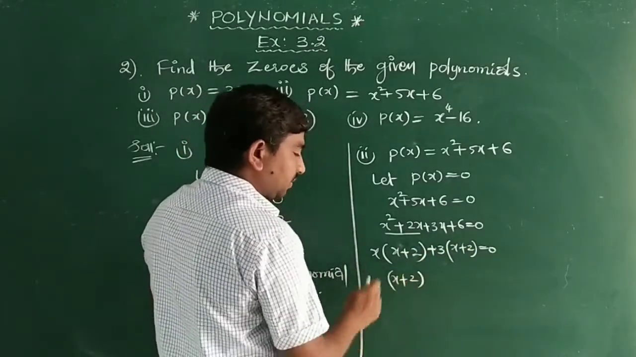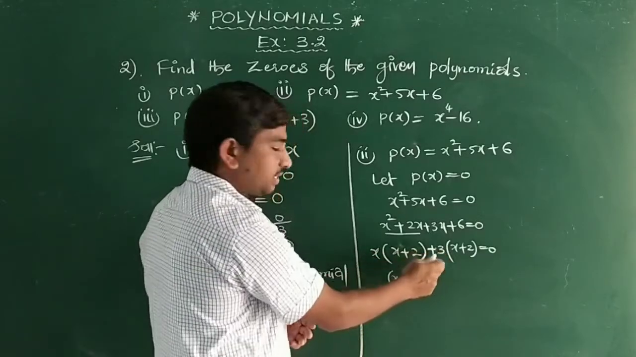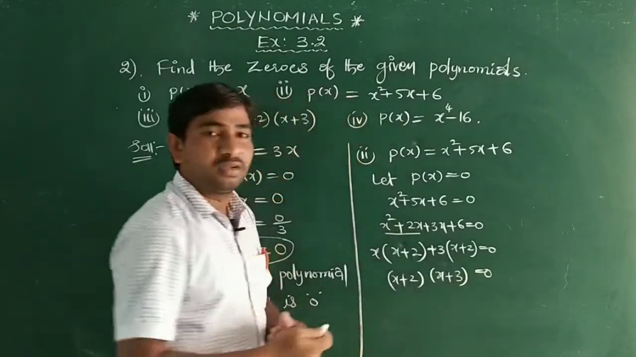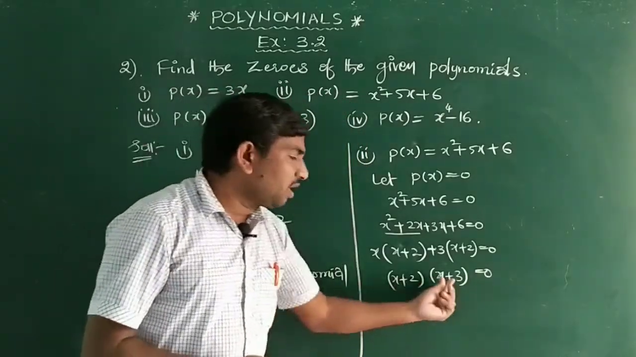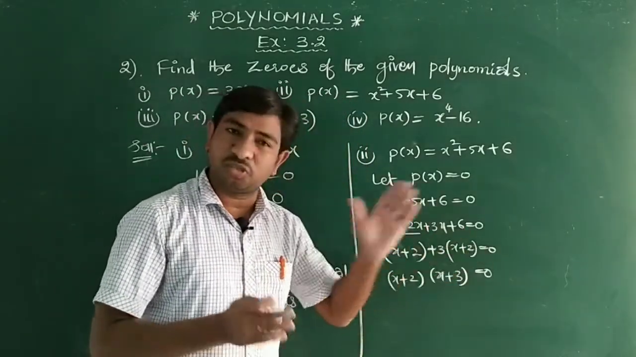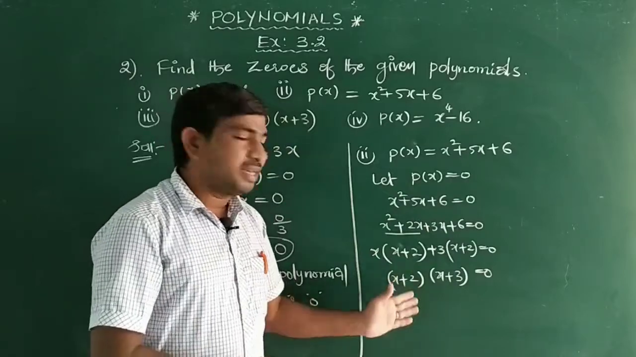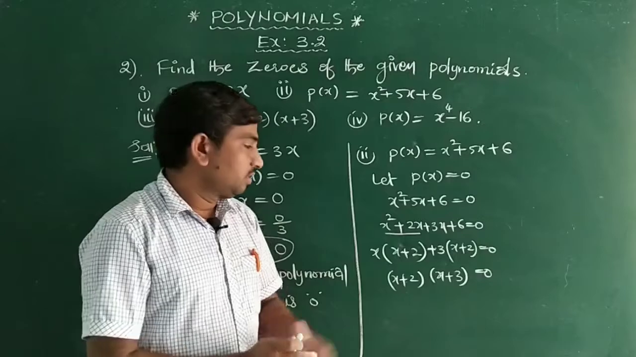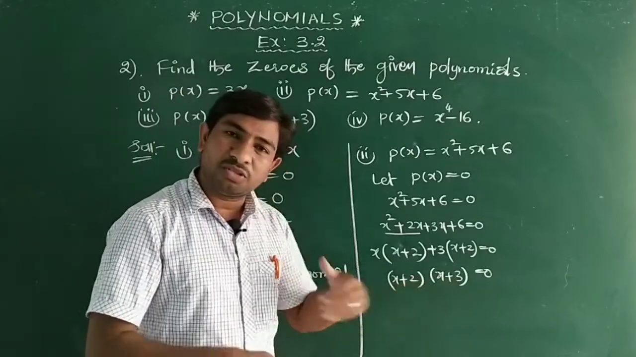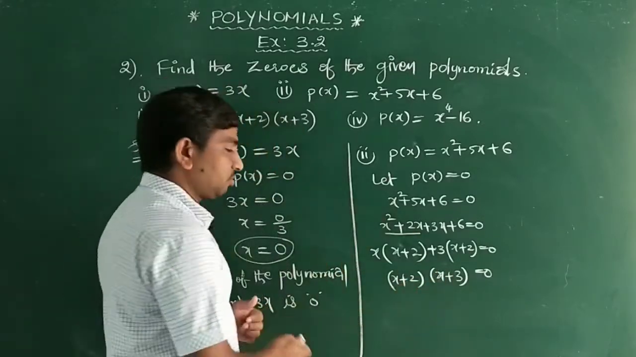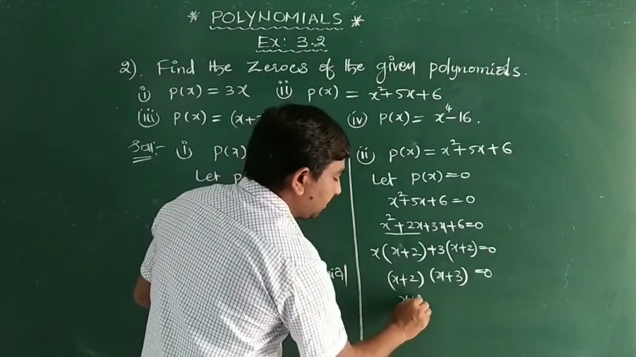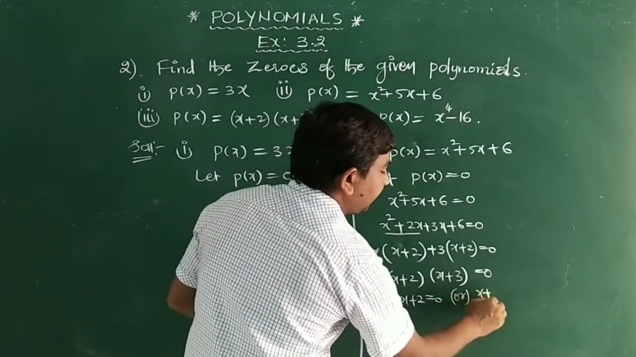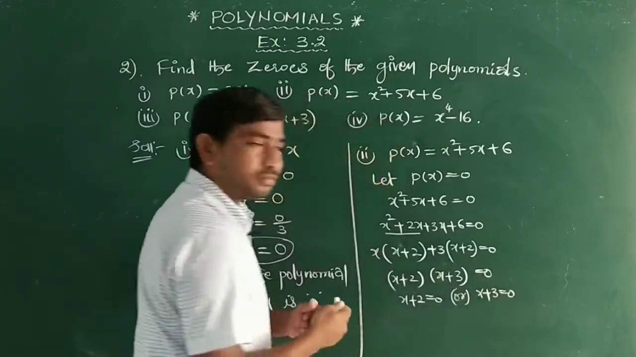You can write one factor x plus 2, and the remaining x and here plus 3, you can write as another factor x plus 3, is equals to 0. So we know that if the product of any two factors is equals to 0, then any one of those two factors must be equals to 0. So here x plus 2 is equals to 0 or x plus 3 is equals to 0.